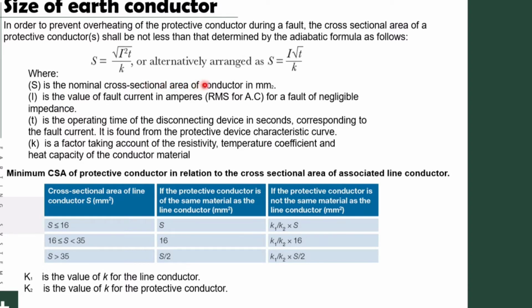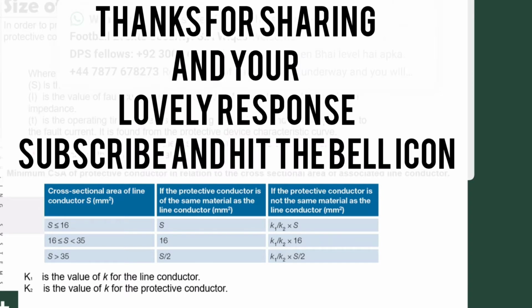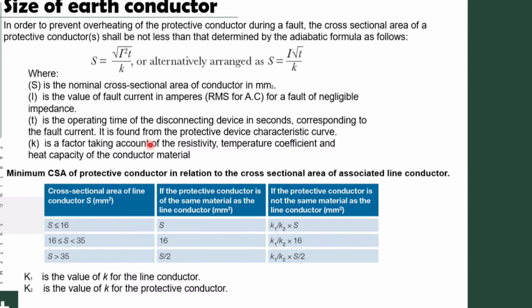area of the conductor in square millimeters, I is the value of the fault current in amperes, and T is the operation time of the disconnecting device in seconds. And also here K is the factor taking account of the resistivity, temperature coefficient, and heating capacity of the conductor material. And also here I can determine the cross-sectional area of the protective conductor according to the line cross-sectional area.